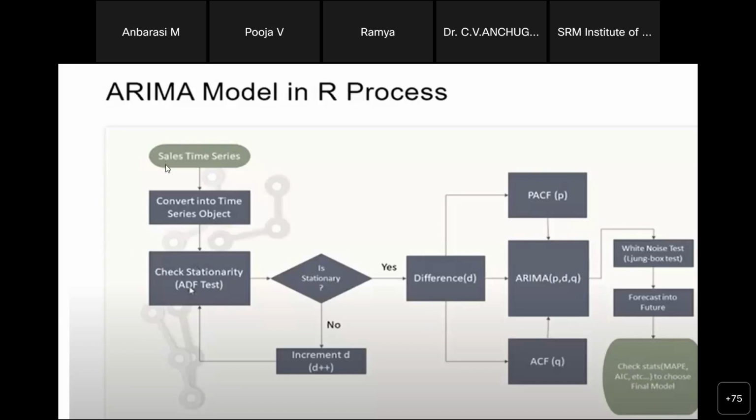Again, I repeat. First we have to feed the data. We have to convert the data into stationary. If it is not stationary after applying ADF, because sometimes you will not get stationary values, then again we have to increment the D value and convert it into stationary.